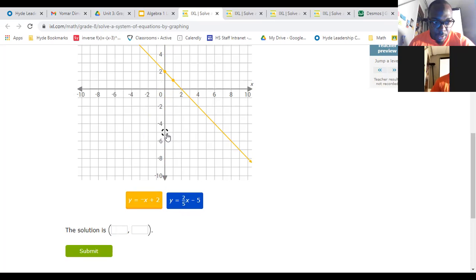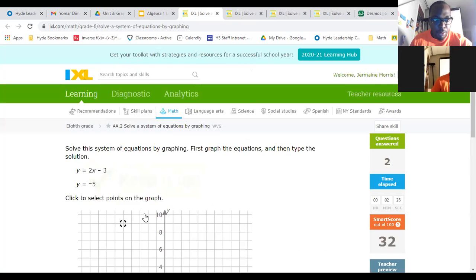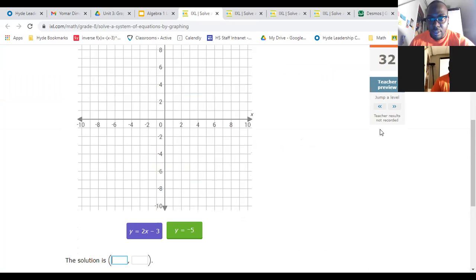So I'm going to go to negative 5 on my y-intercept, and I'm going to go up 2 and over 5. All right, up 2 over 5. So my solution here is going to be x is equal to 5 here, and y is equal to negative 3. So x is 5, y is equal to negative 3. All right, submit, boom.